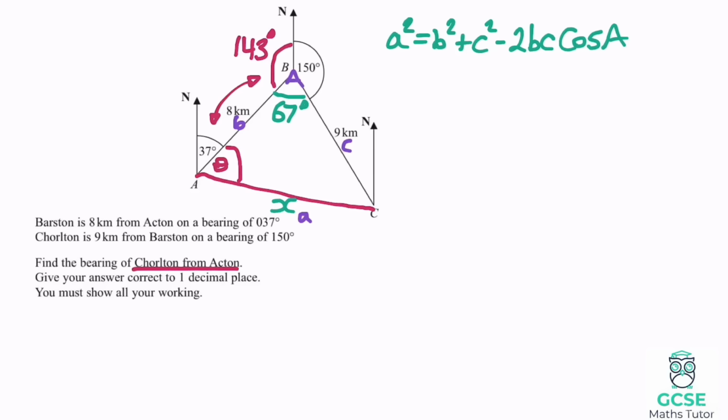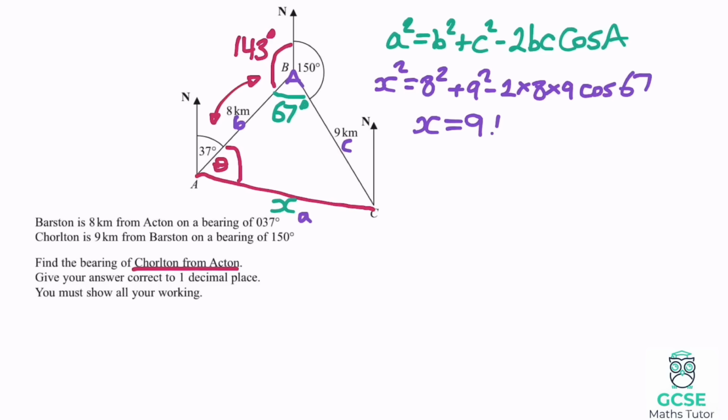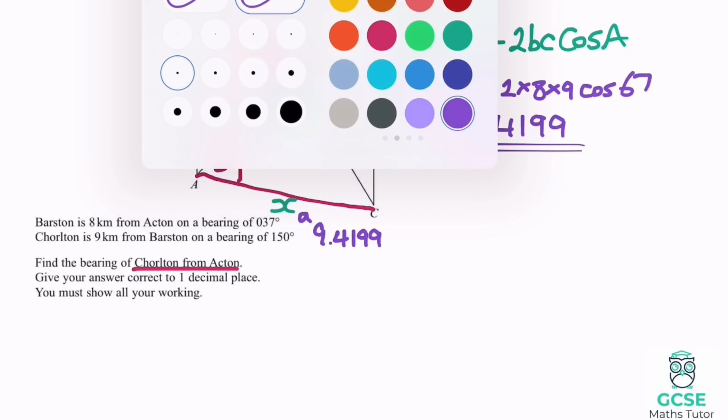Now if we plug all those numbers in, we get a squared or x squared equals 8 squared plus 9 squared minus 2 times 8 times 9 cos 67. And if we type all of that in and square root our answer, you get a value of x equals 9.4199. Obviously showing all these steps, but I'm going to reduce the amount of writing here just to keep the video a little bit tidier. So we have x, and I'm going to label it down here being 9.4199.